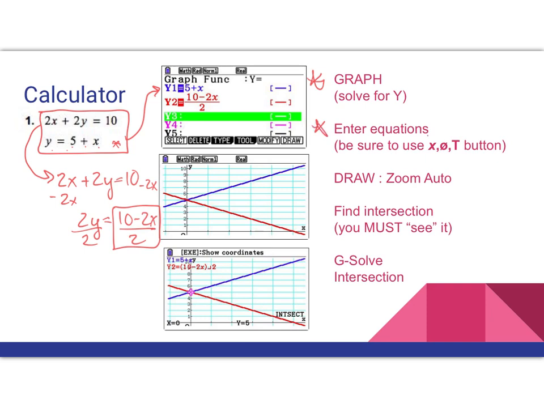We entered it. Make sure you're using that X button, my X-theta-T button. Don't put any other X in there. Then you're going to go to draw, and you can press the zoom auto. And see, this is what I mean by see the intersection. I've got to be able to see where those two lines cross. When I see where those two lines cross, then I can go for that G-Solve. Remember that algebraic wrapper? Come on, people. Okay, and then press intersect, and it's showing the intersect is at 0, 5. Give you a minute. Make sure you get that, and then I'll start back up.